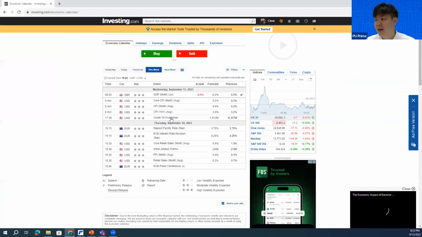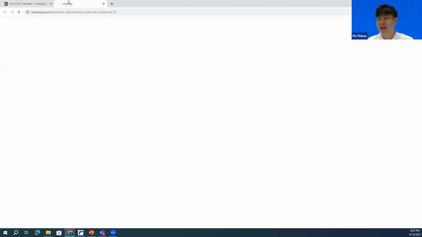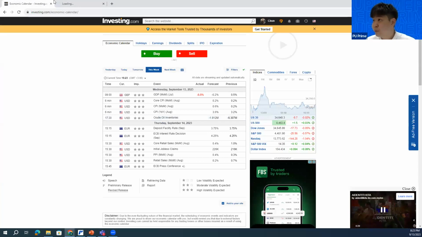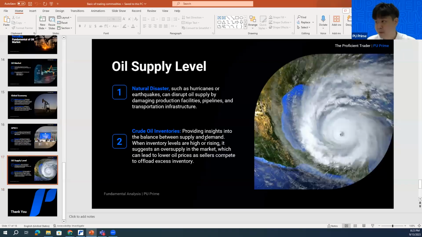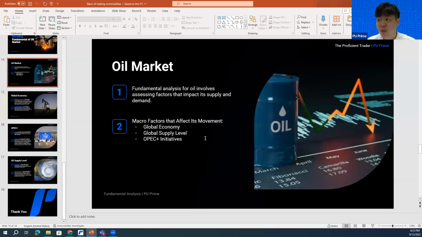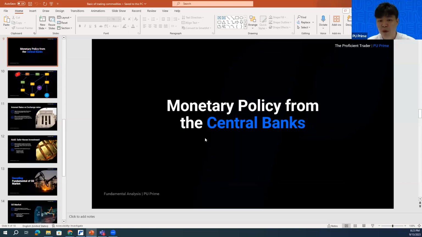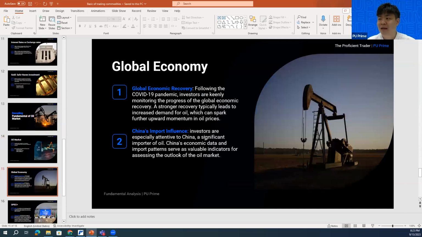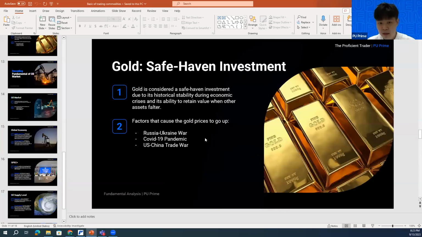If you forget what oil inventory data is, feel free to click inside, and there should be an explanation already. You can try to understand from it. Okay, so now most of the important fundamentals you already understand, especially for the oil market and the gold market. Now I think we are going to have another 6 minutes of waiting. We are going to wait until the CPI data is released and then update you from it.